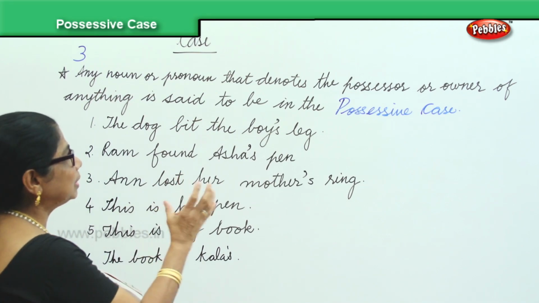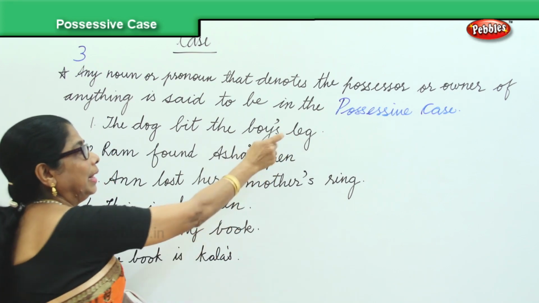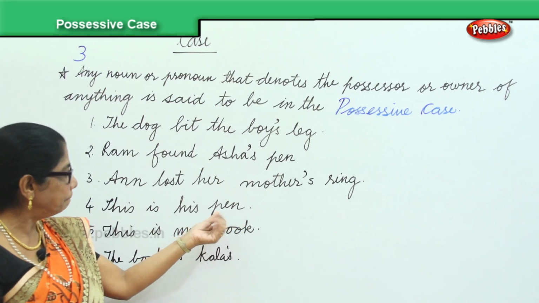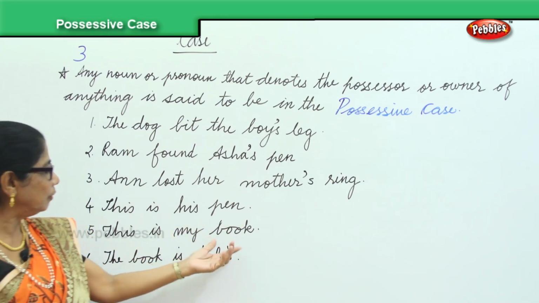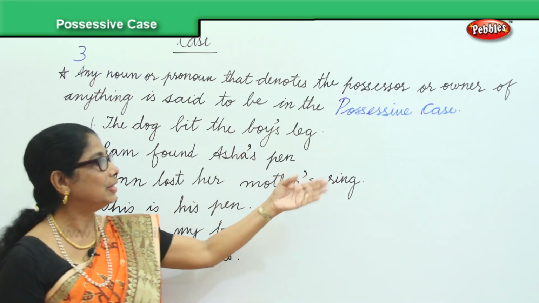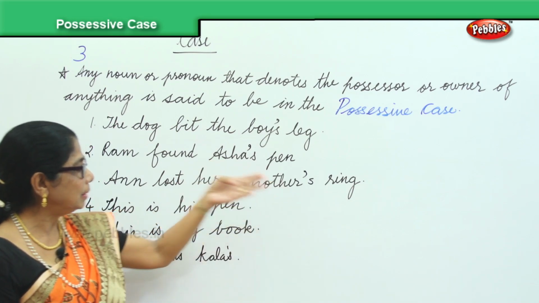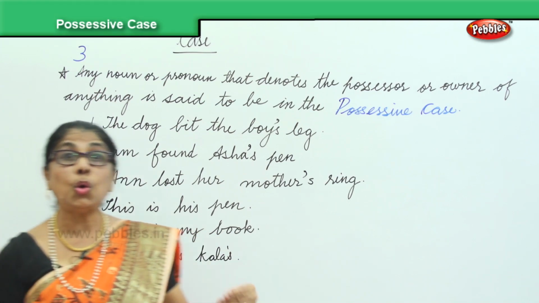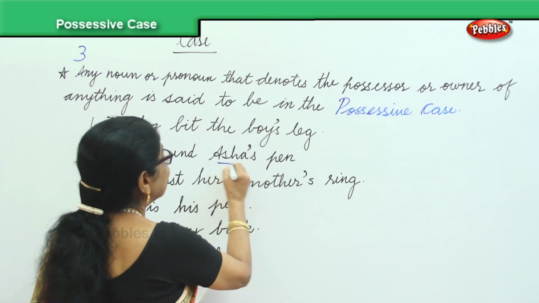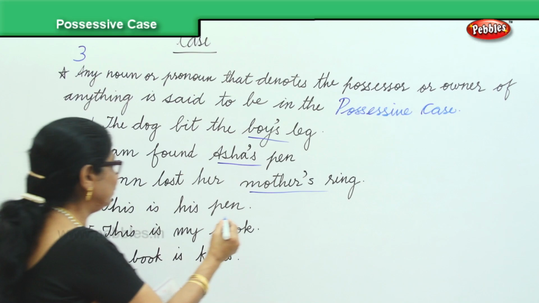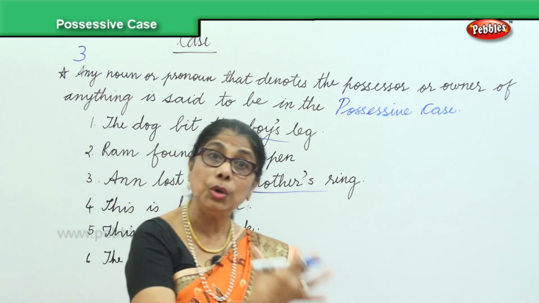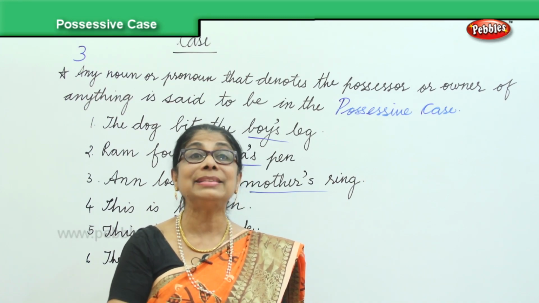Now, in all these cases, who is the owner of the leg? The boy. Who is the owner of the lost pen? Asha. Who is the owner of the ring? Mother. Then who is the owner of the pen? He. Who is the owner of the book? I. Then who owns this particular book? Kala. Now, owner, one who possesses. So we say Asha's pen, boy's leg, mother's ring, his pen, my book, Kala's book, all these owned by somebody, possessed by someone. So we say that is in the possessive case.